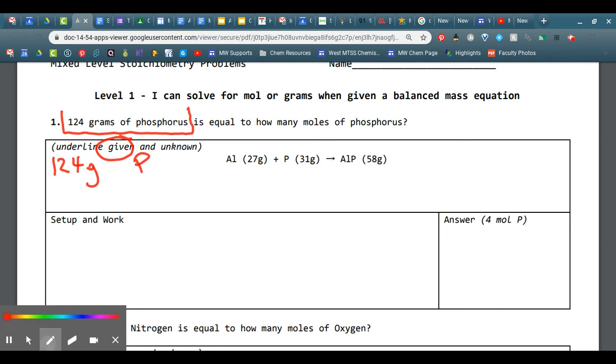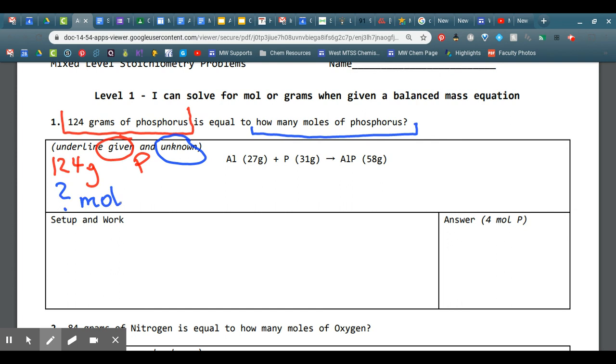Okay, and then I want to change my color here. I'm going to underline my unknown, and my unknown is how many moles of phosphorus that's equal to. So notice the stuff is exactly the same here, no issues here. But I'm going to go ahead and write it down as question mark mole of P. Okay, so my given and unknown are done.